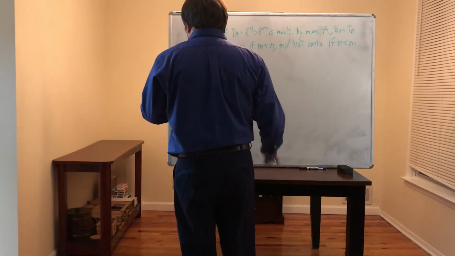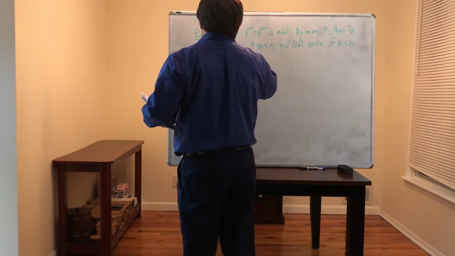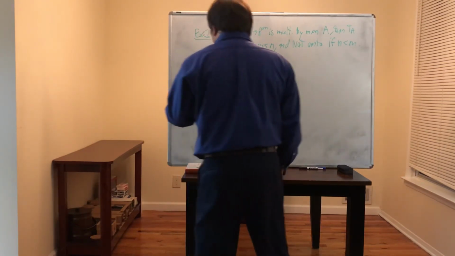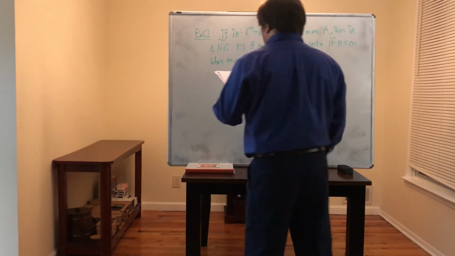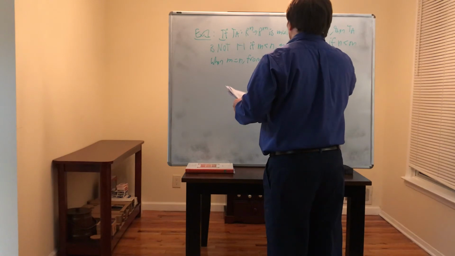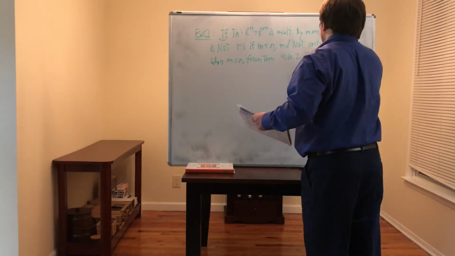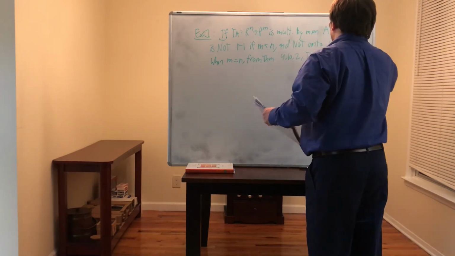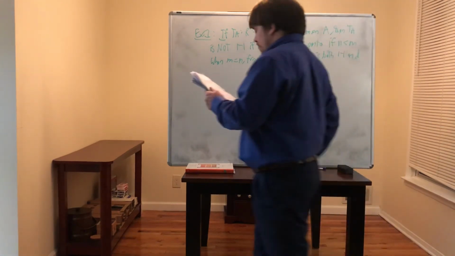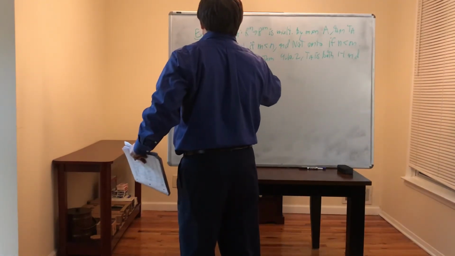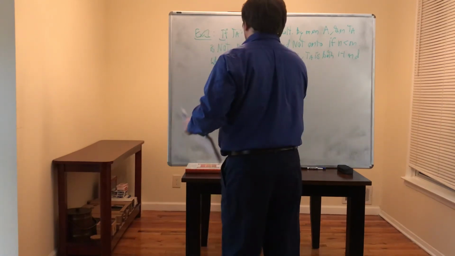Okay? Also, when m equals n, from theorem 4.10.2 in your book, T sub A is both 1 to 1 and onto if and only if A is invertible.